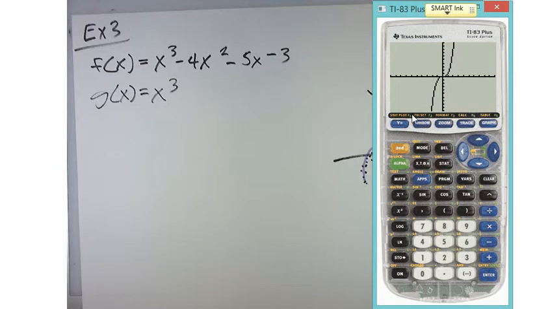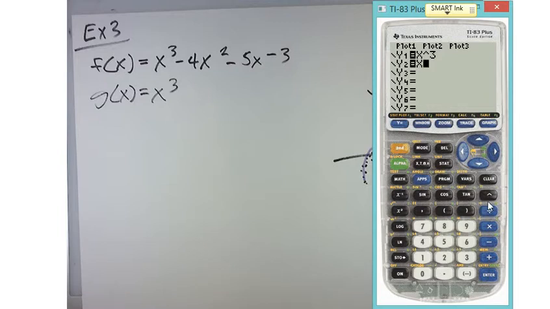Then we're asked to graph the other function, which is a little more difficult. Well, not difficult, but it has a lot more terms. So we're asked to graph x cubed minus 4x squared minus 5x minus 3. Now before I hit the graph button, what's the big difference between the two?